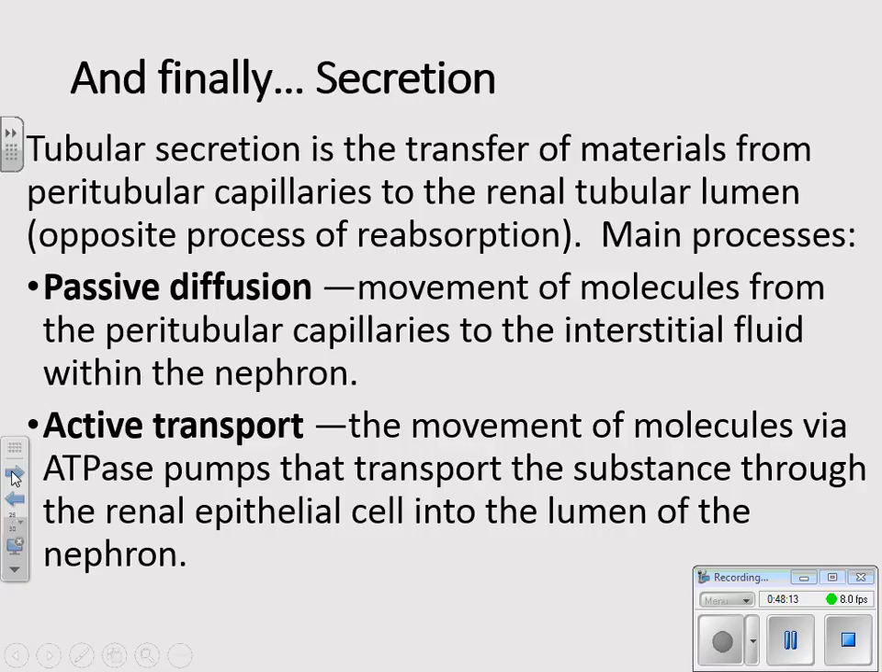I don't know why, I must have copied it from somewhere. The lumen is always a space inside a tube. We have them in blood vessels, we have them everywhere else. So it's the space in the tube. I could have just put tubule, to be honest.